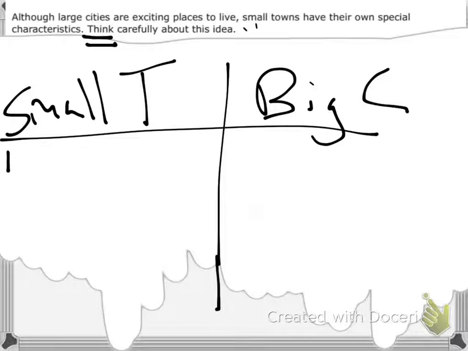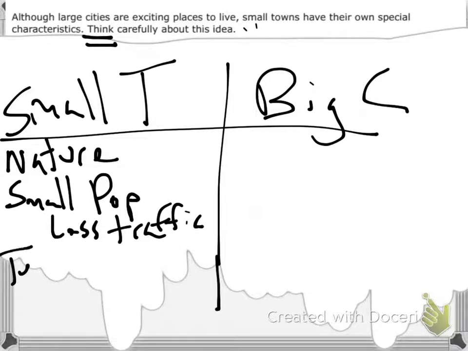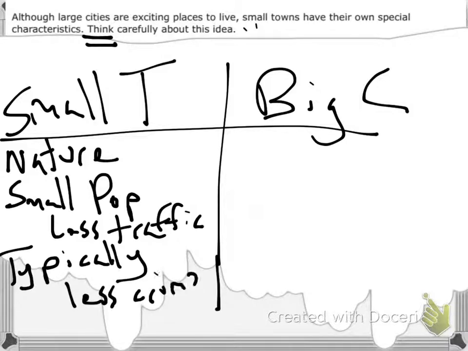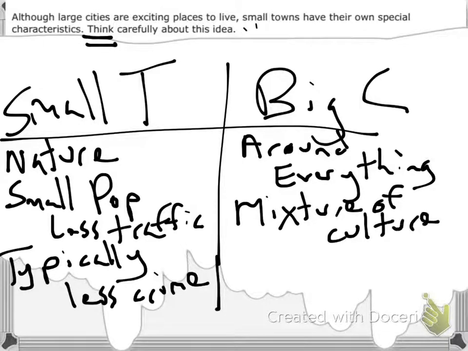In a small town, you have nature, typically. Small population leads to less traffic. Typically less crime. Whereas living in a big city, you're around everything. So there's entertainment, there's food, all that good stuff. There's a mixture of cultures. For those that are economically inclined, there's typically more jobs.